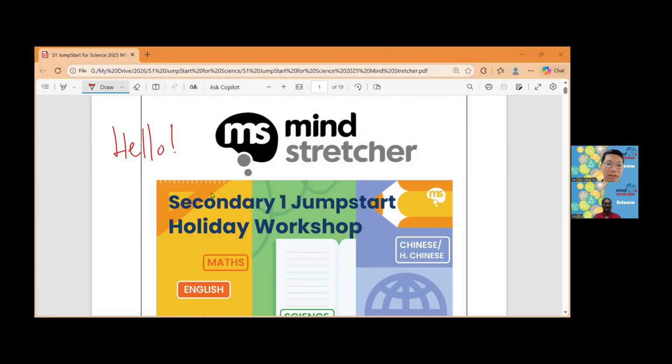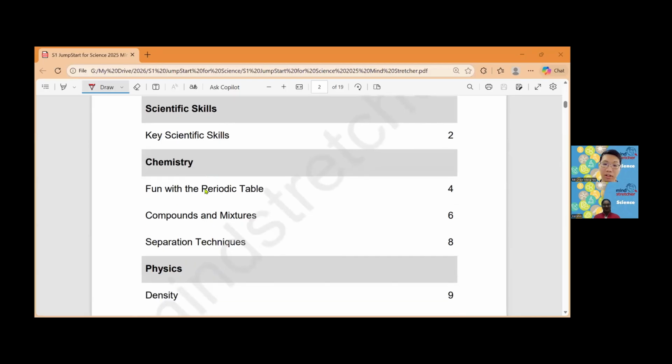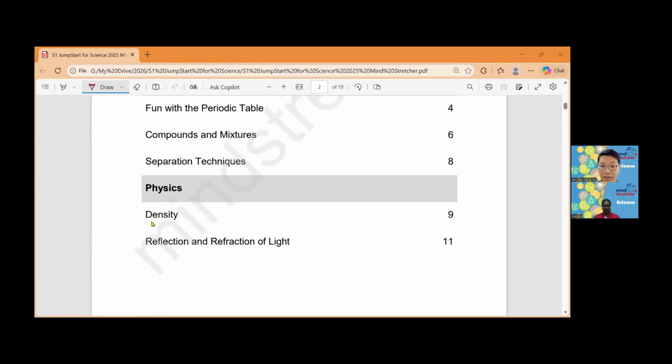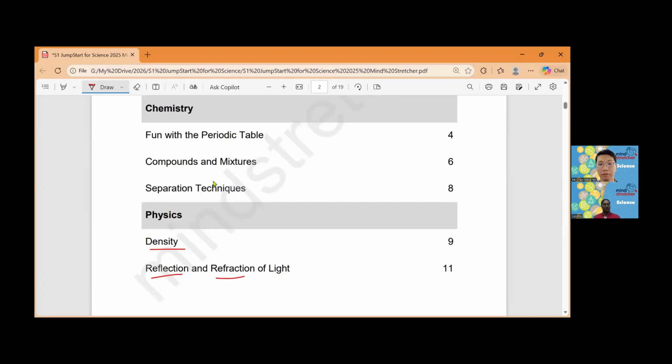All right. So today we'll be going through science. These are the topics that we'll cover. First, we'll cover the basic scientific skills that scientists use. That will be the first thing that you'll learn in Sec 1. And we'll talk about some chemistry: periodic table, elements, compounds, mixtures, separation techniques, density. Some of you should have heard about density. You should roughly know what density is, or have an idea about it. And then reflection and refraction of light. There's a difference between these two terms. This is a topic of light, so part chemistry, part physics. Physics will be the second half.